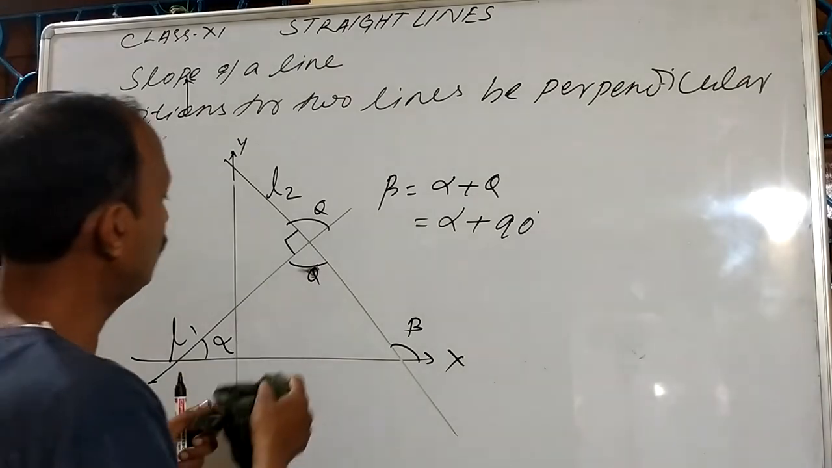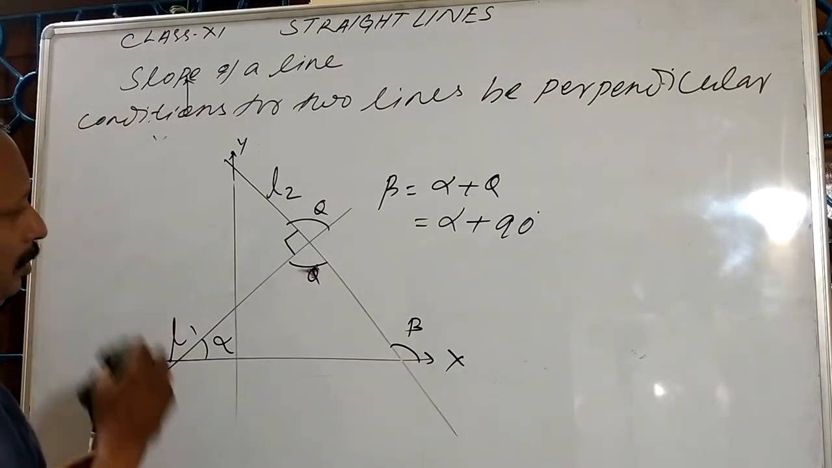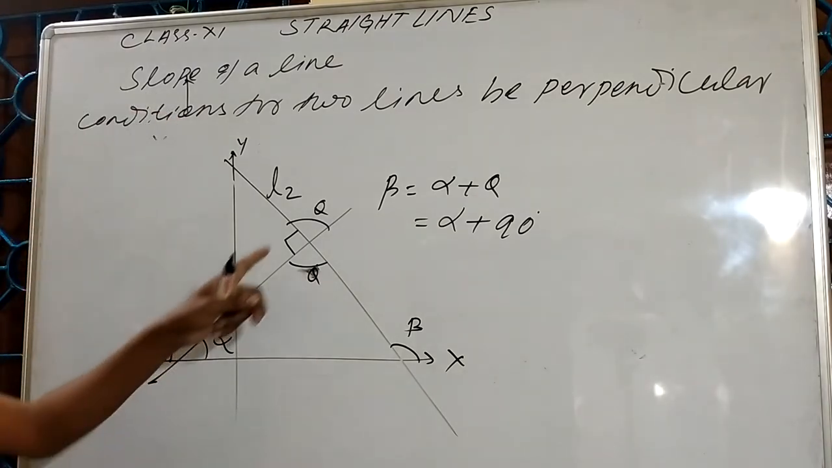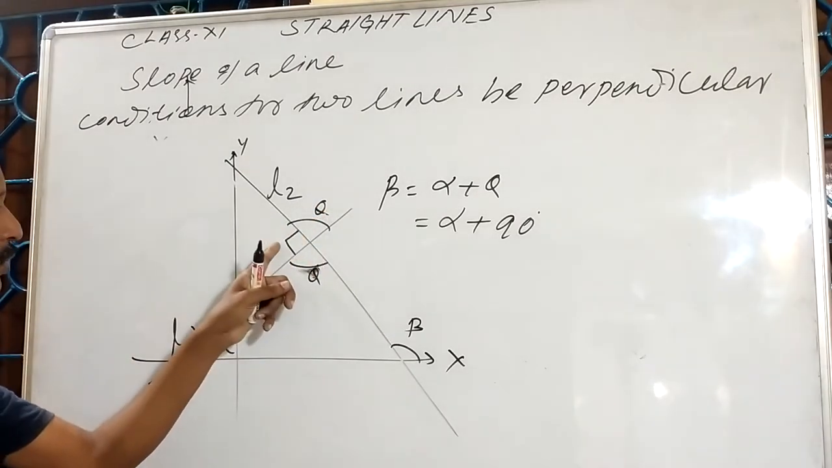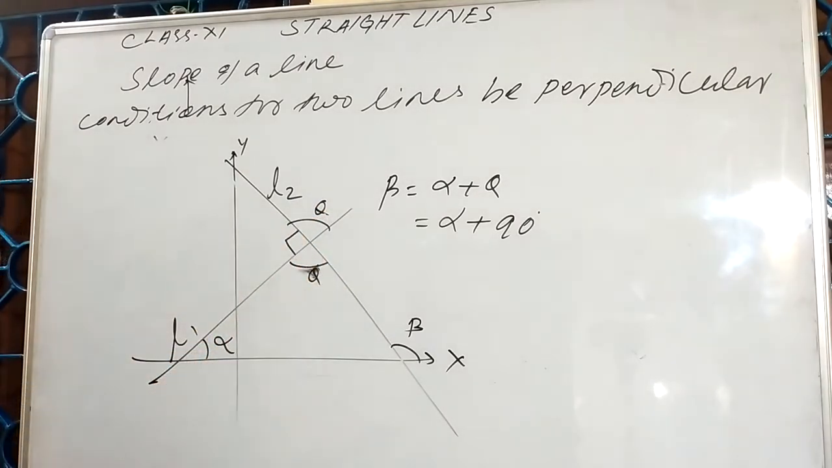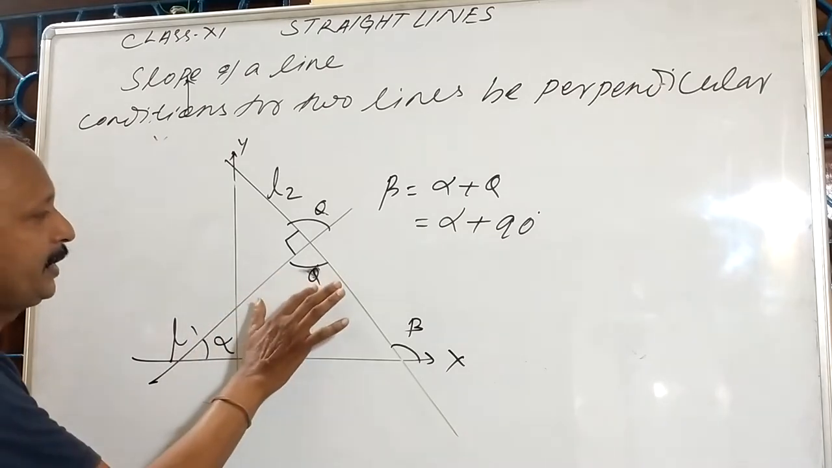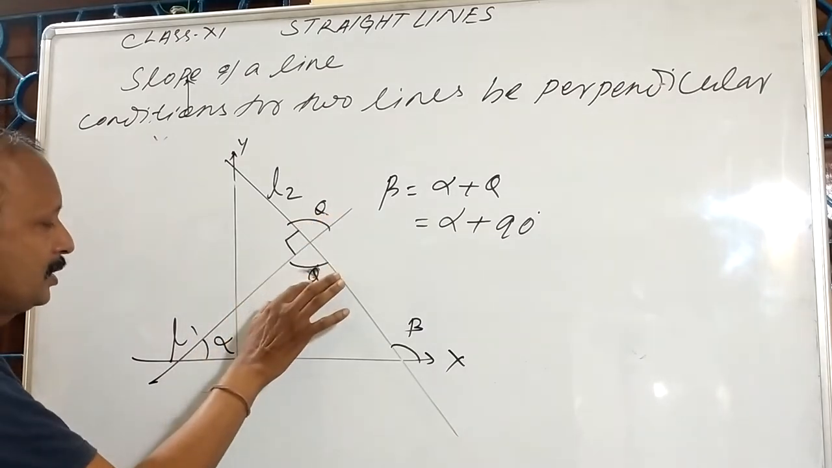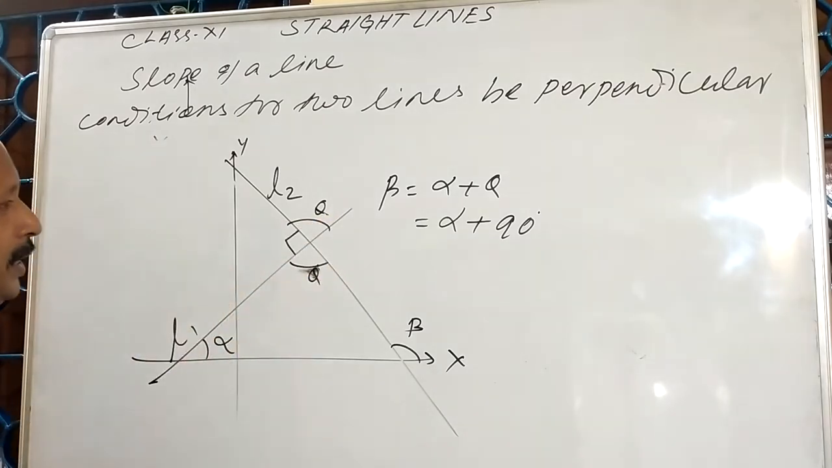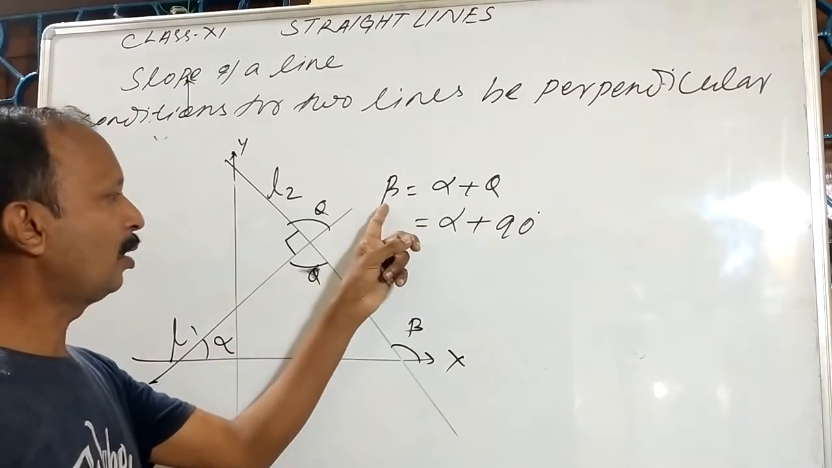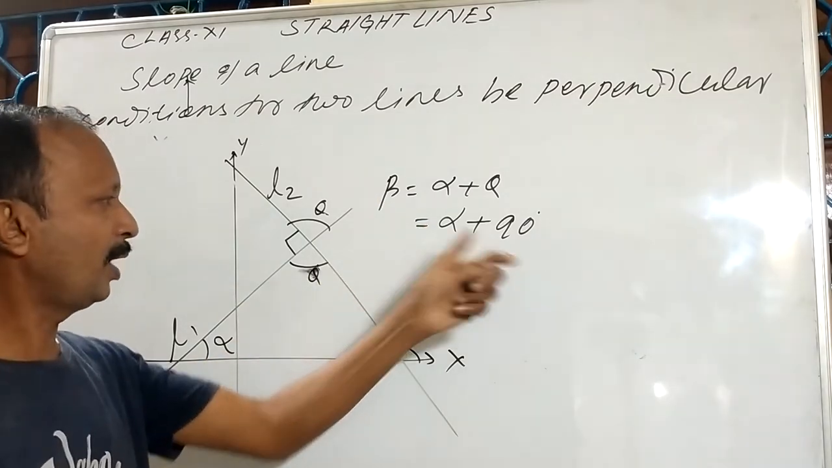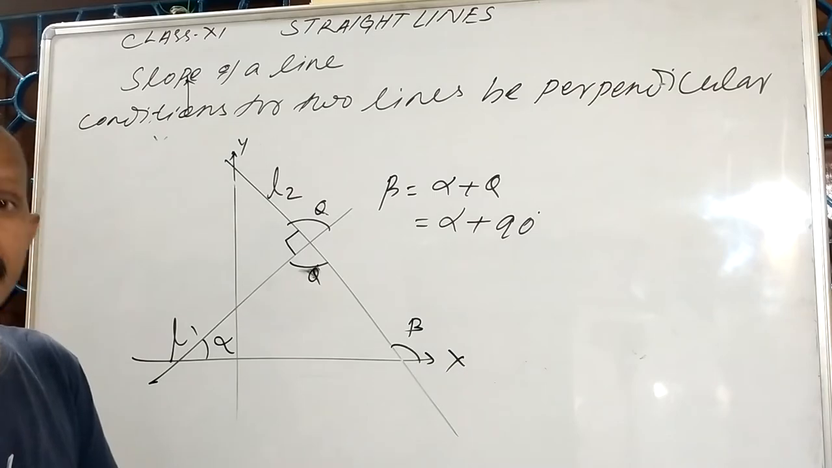Okay. So this theta, this one, all four angles are each 90 degrees. So this theta is equal to this theta, this is also equal to 90 degrees. So I got that beta is equal to alpha plus 90 degrees.